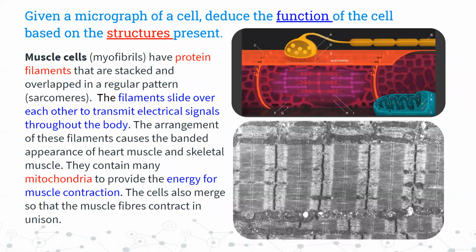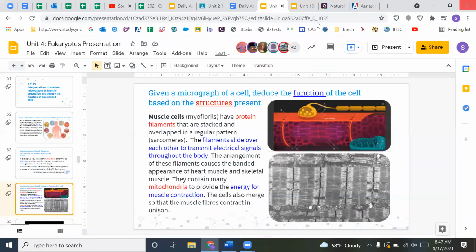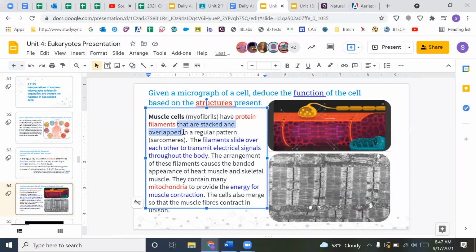So our first one is the muscle cells. So in the box with the muscle cells, you're going to write the structures and the functions. So I would write two sections. I would write 2 bullet points because we have 2 different sections. So for 1 bullet point, these muscle cells, whose fancy name is myofibrils, they have protein filaments that are stacked and overlapped. That should be red too. Protein filaments that are stacked and overlapped.